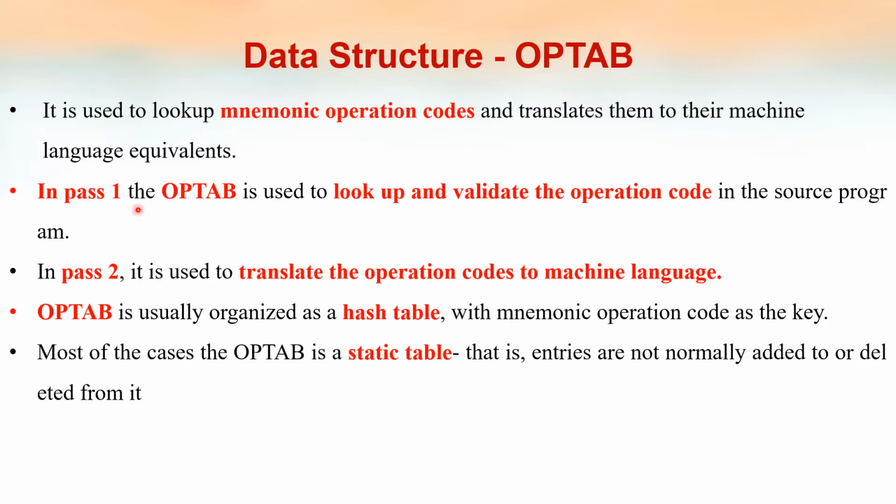Now we can see in pass 1 how this OpTab is used. In pass 1, OpTab is used only to validate the opcode. So in the program, the opcodes are there, just validating those opcodes with the OpTab. In pass 2, the actual translation is done. Translation of the opcodes into its corresponding machine language representation.